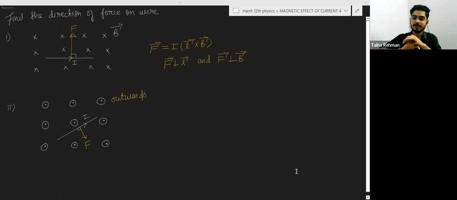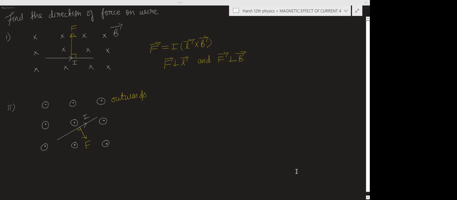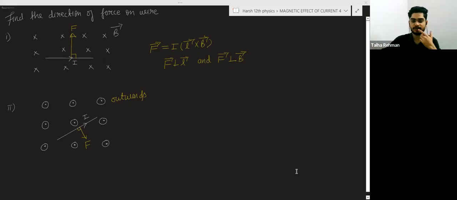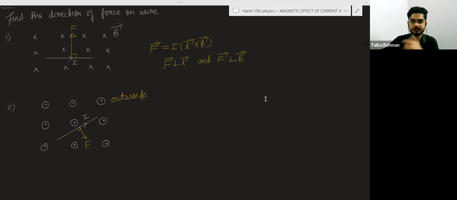Vector quantity. But current is not a vector quantity. No, sir. Current is not a vector.